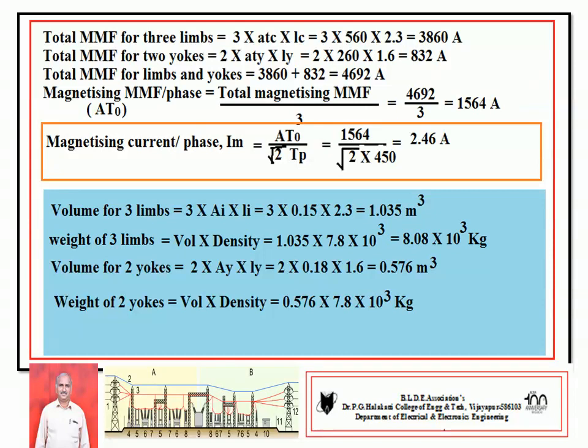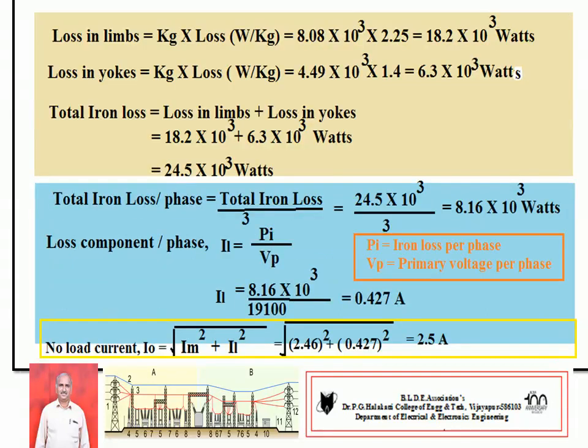Similarly, come for volume for 2 yokes, that is 2 times AY into LY. So 0.576 meter cube. Next, calculate the weight of 2 yokes. Again, volume into density, we are going to get the weight of 2 yokes. Next step, loss in limbs, that is weight in kg, and loss given in watts per kg. These data we have taken from the graph.